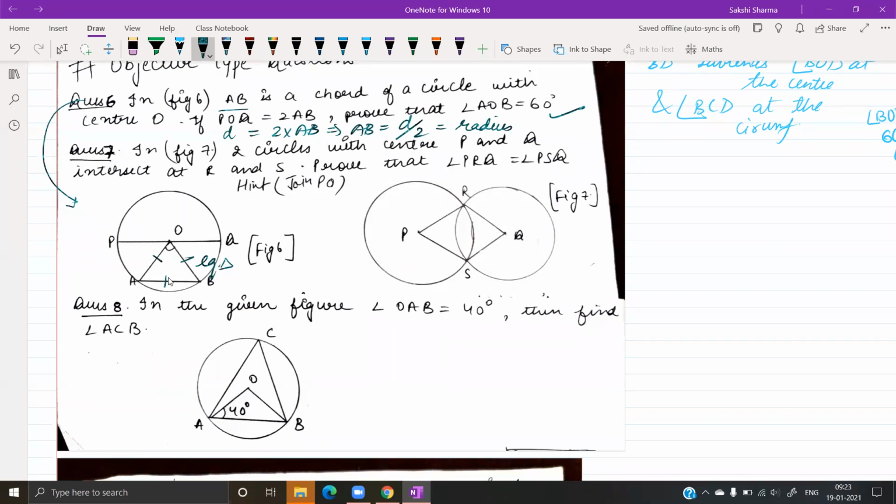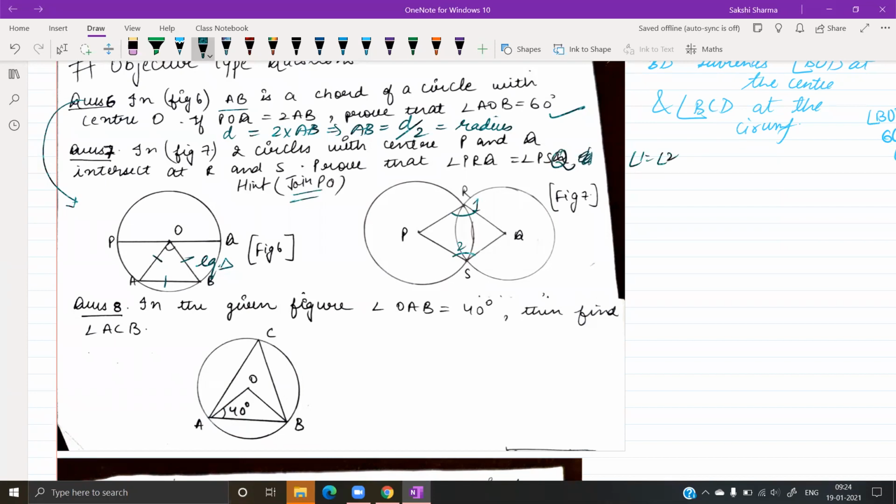Question number 7, figure 7. You're given two circles with centers P and Q. The circles are intersecting at two distinct points, points R and S. You have to prove angle PRQ is equal to angle PSQ. These two angles are equal. You want to prove angle 1 equal to angle 2.